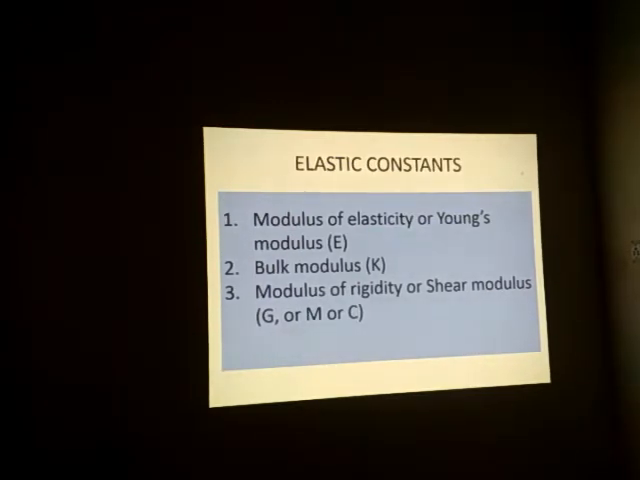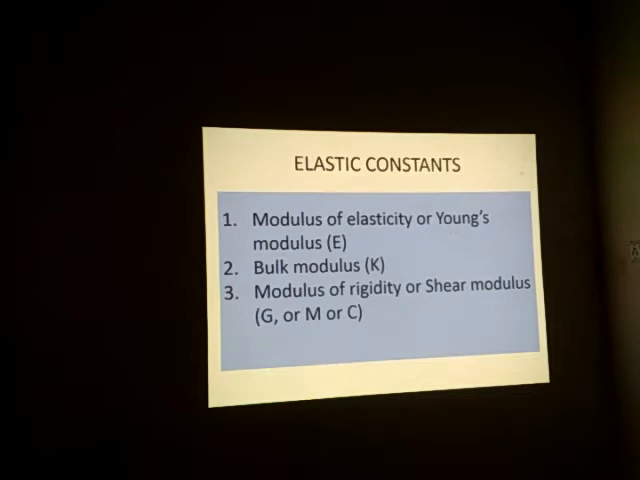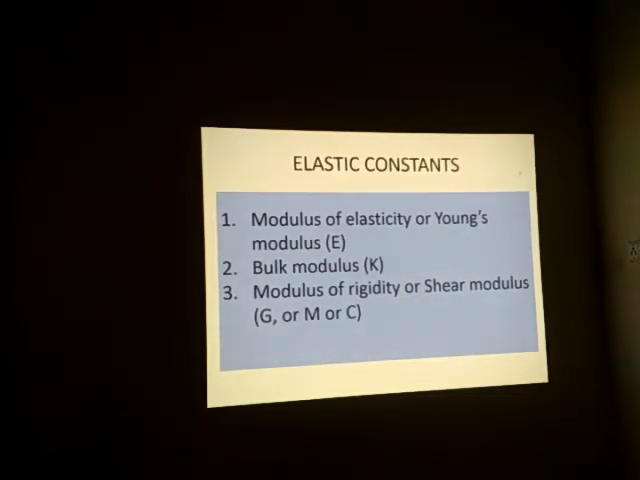The second one is bulk modulus, generally denoted by capital K. And the third one is the modulus of rigidity or shear modulus, generally denoted by capital G or also capital M or C on various occasions. Now we'll discuss each one of these three one by one.